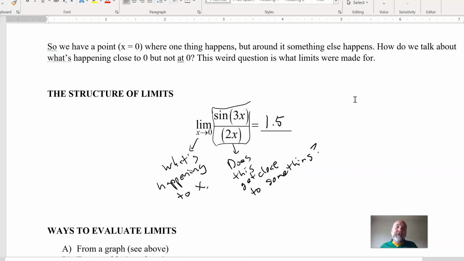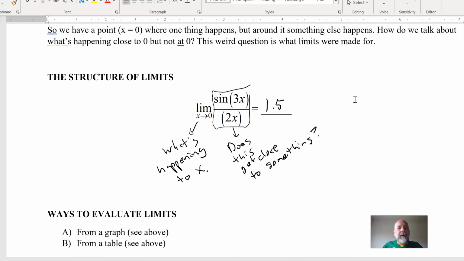But we wouldn't know it for sure based on either the table or the graph that it was 1.5 itself. It could be something really close to 1.5. But that's what the answer is. The answer is, what is that thing it's getting closer and closer to when you plug in values really, really close to whatever x value you're curious about?